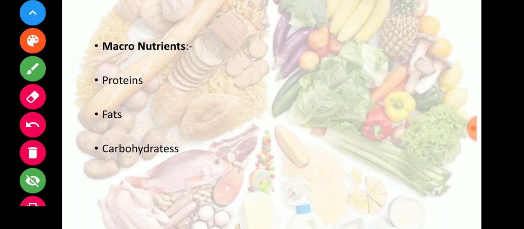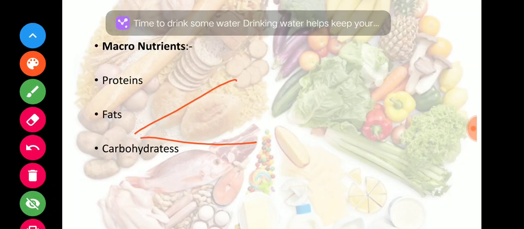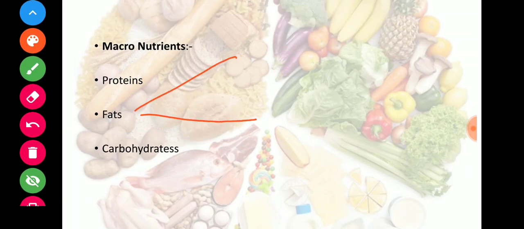The second one is fats. Fats are also a major ingredient of our diet, and that is also treated as a macronutrient. So my dear students, some plants store fats in their seeds, like groundnuts, mustard, and coconut.